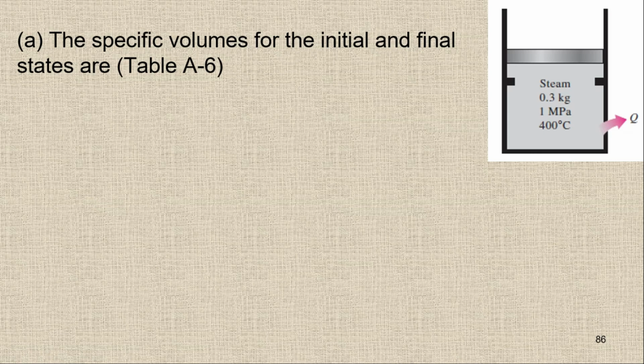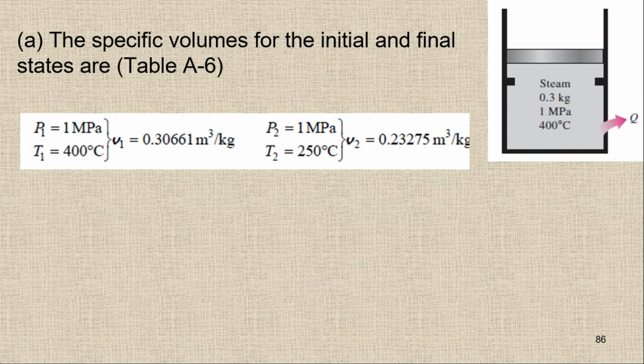So right now at the initial point we have 1 megapascal and 400 degrees Celsius. With the help of the tables for steam or water, we have tables A4, A5 and A6. With the help of the tables, we can easily check the properties of the steam. So if I check the properties at 1 megapascal and 400 degrees Celsius, the volume will be equal to 0.30661 meter cube per kg. So this is the initial volume.